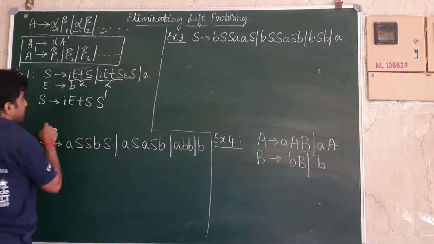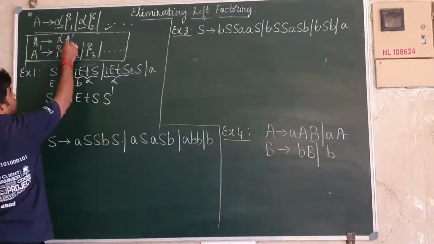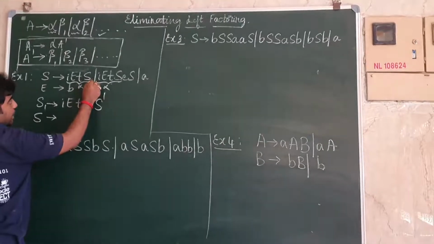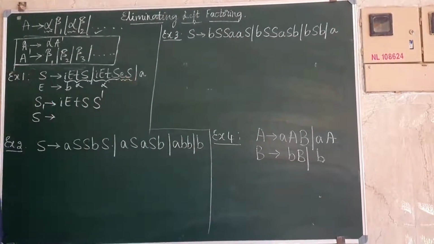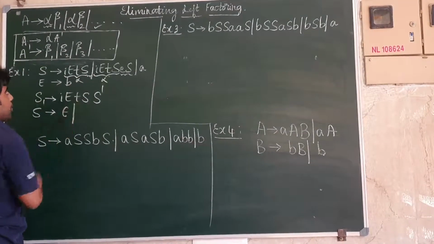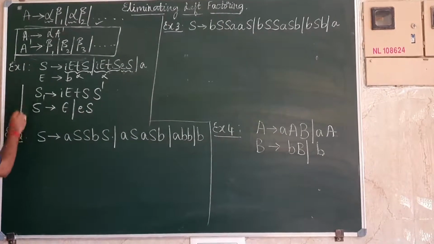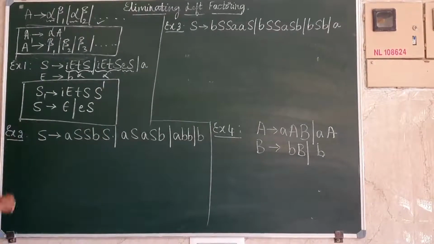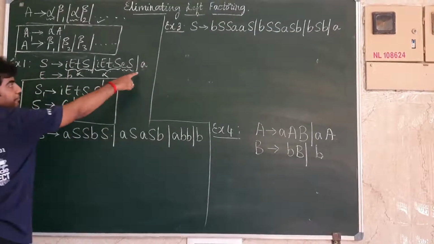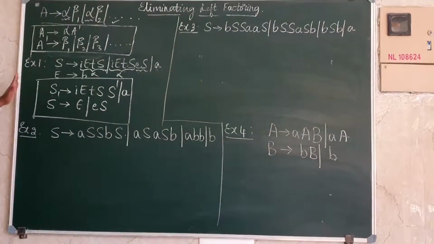iEtS and S dash. Then S dash you have to define. You have to write beta. What is beta here? Here this will be beta, so beta 1, beta 2. Here nothing is there, which means epsilon, or here after that we have eS. This is the grammar obtained after eliminating left factoring. Now what about this A, as it is derived from S and there is no left factoring with respect to this production, so retain it there itself as it is. Understood? So this is the first example.